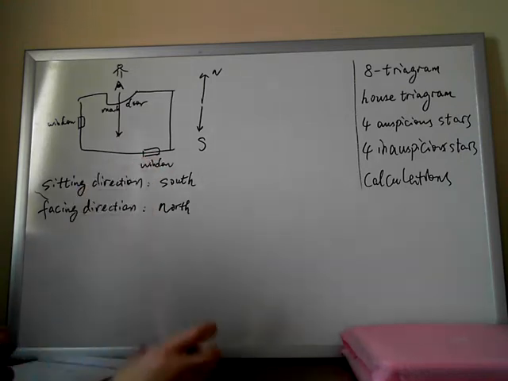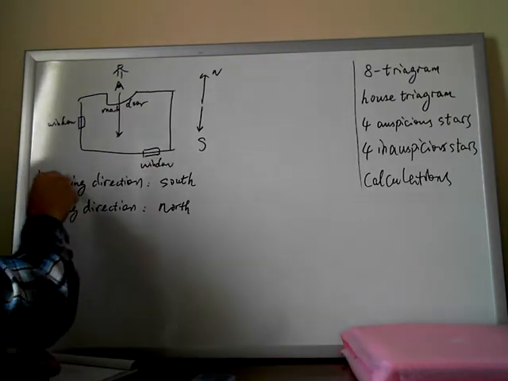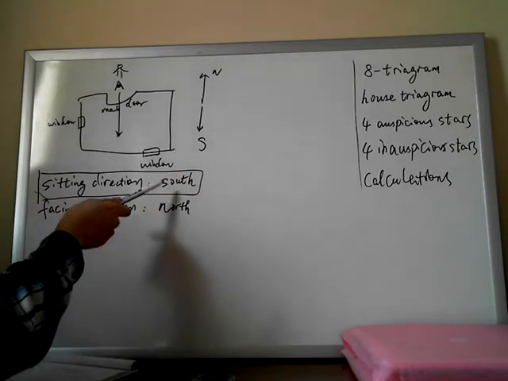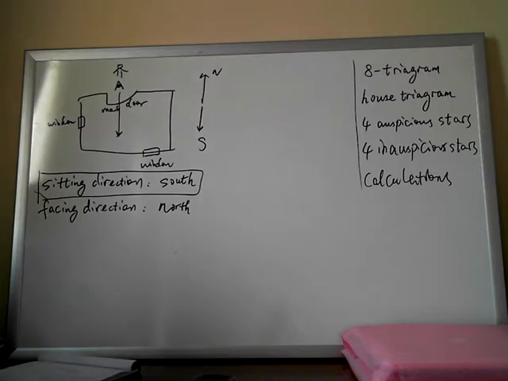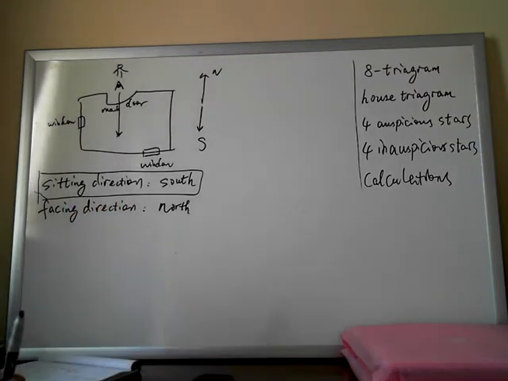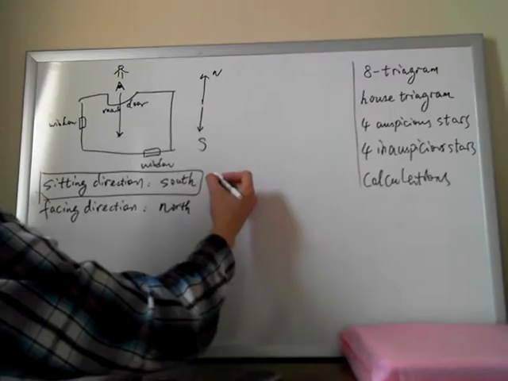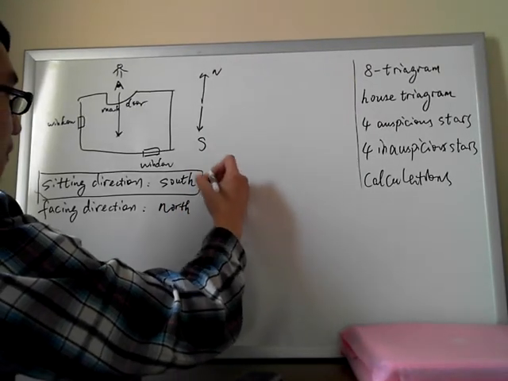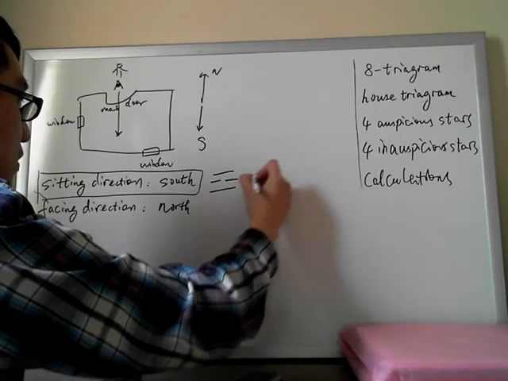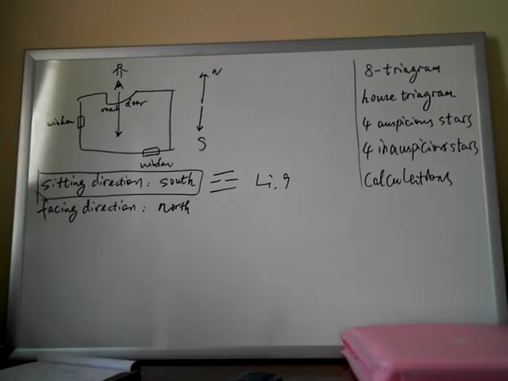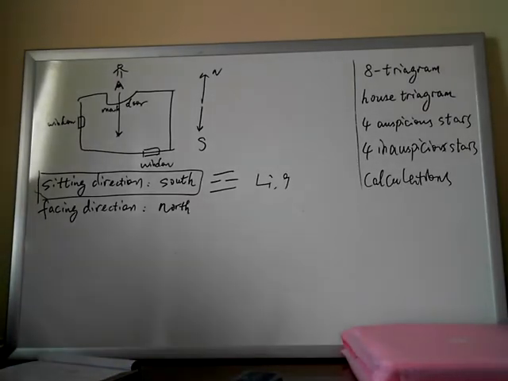So the house trigram is determined by the sitting direction of the house. Let's say here the sitting direction is south. So what's the trigram associated with south? If you still remember from the previous slide, it's Li, and the number is 9. Right, that's the Li trigram, and the number is 9.